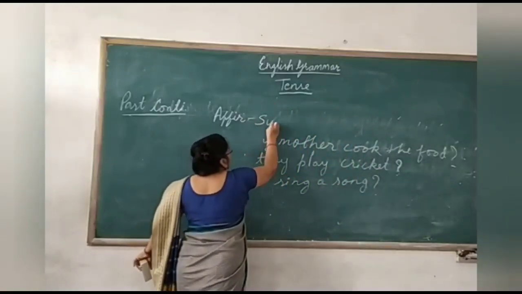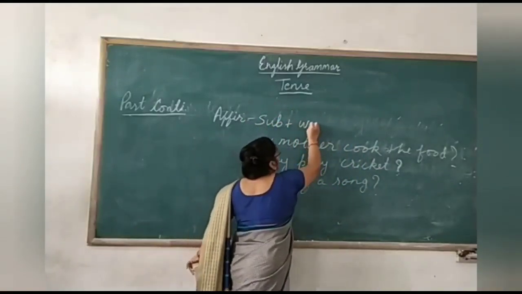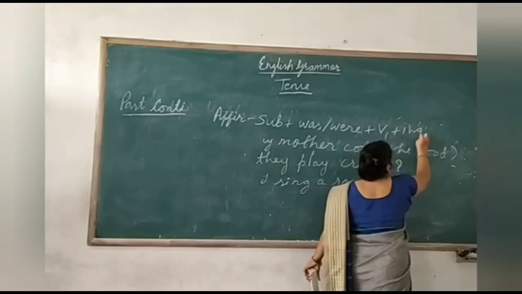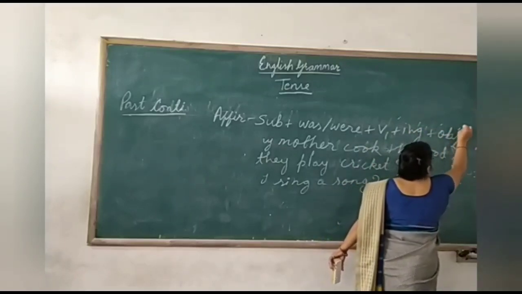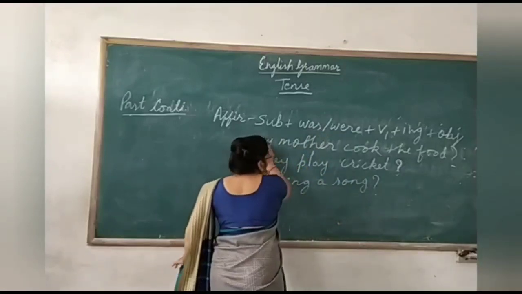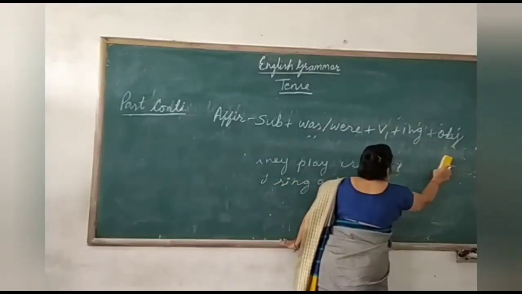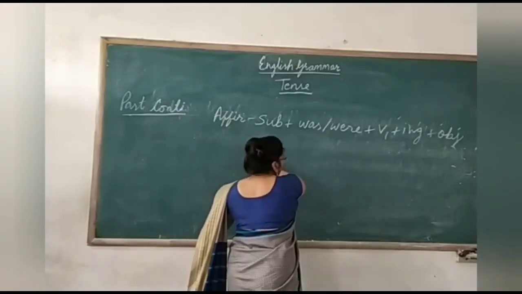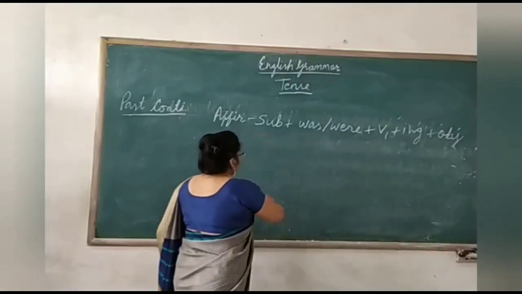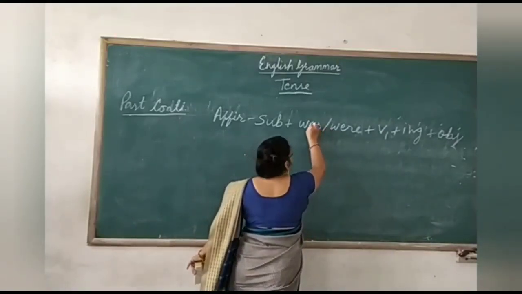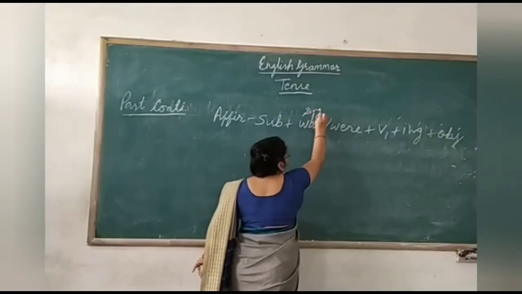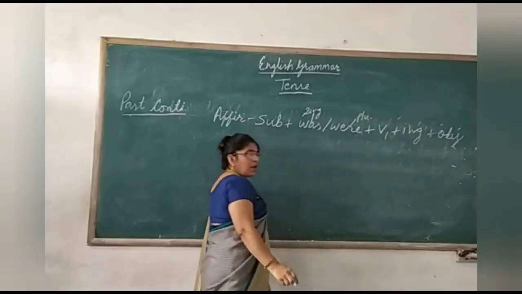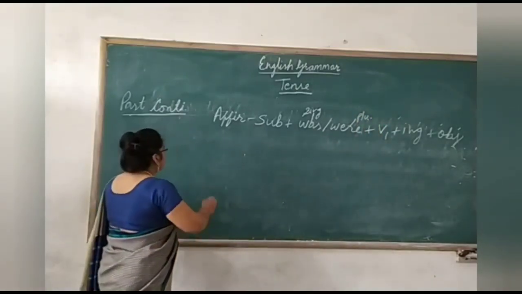In the structure, subject plus was or were, then V1, then ing, then object. See here, children. In the case of present continuous, we had is, am, are. But in the case of past continuous, we have was and were. Was is used for what? Singular. And were is used for plural noun or pronoun. Let's see the example.